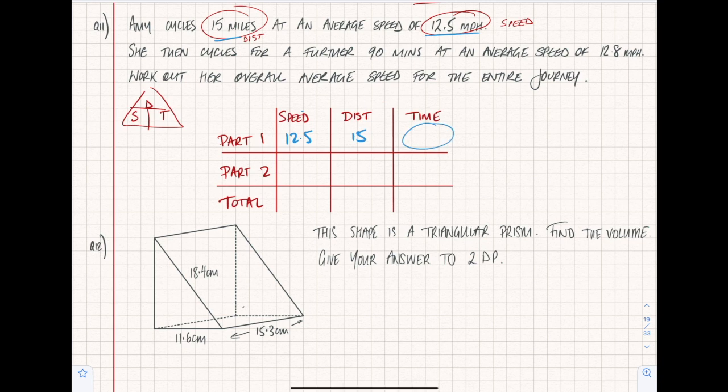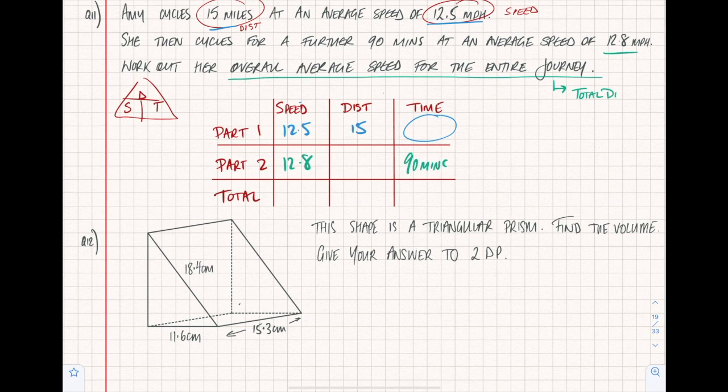She then cycles 90 minutes, so that's the second bit. I'll do that in a different colour. So 90 minutes at an average speed of 12.8. Now what a lot of students here do is they add these two together and then potentially divide it by 2 to get the total speed in that essence there. Now what you need to remember is, this is asking you for overall average speed for the entire journey, which would be total, because when you think about speed is equal to distance divided by time, so it's total distance divided by the total time. And it's really important you understand it's those totals, okay?